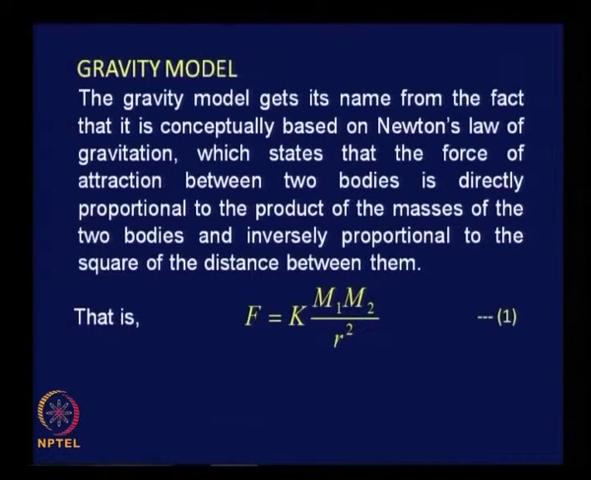That is, Newton's law can be written like this: the force of attraction between two bodies can be written like an equation using a proportionality constant k as F equal to k into m1 m2 divided by r squared. m1 and m2 are the masses of the two bodies and r is the distance between the two bodies, and the square of the distance is the denominator, and k is the proportionality constant, right.